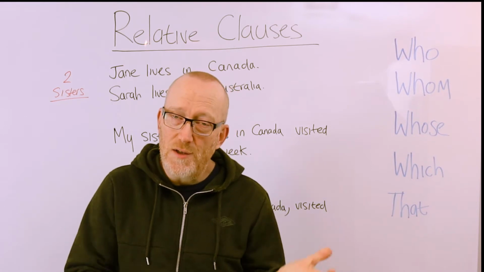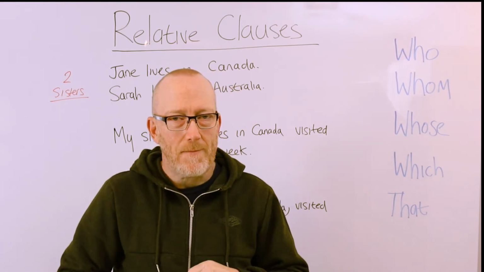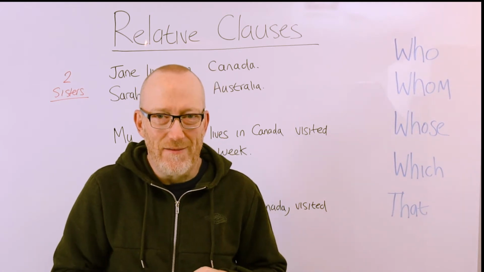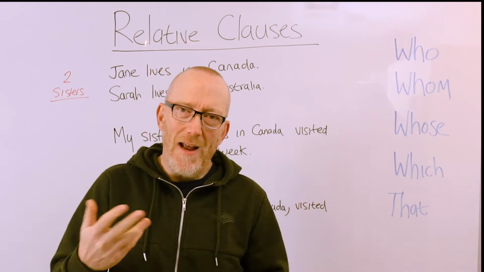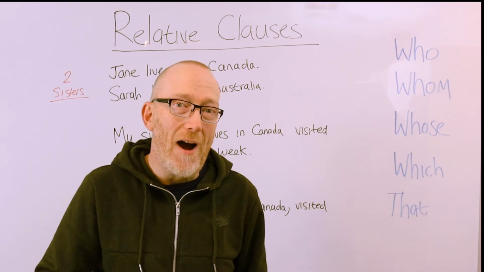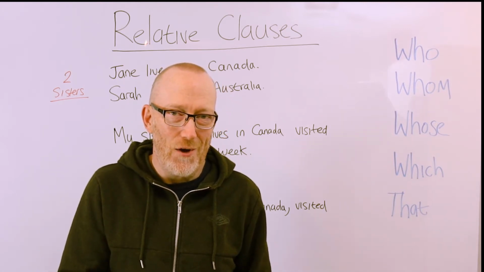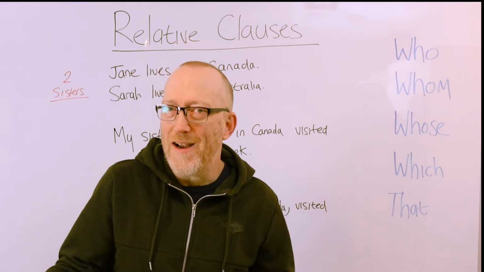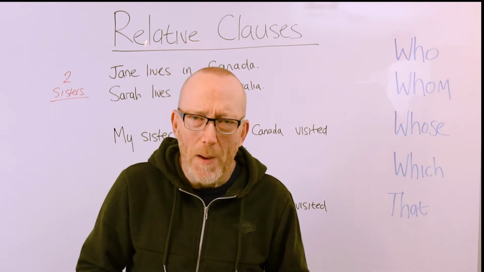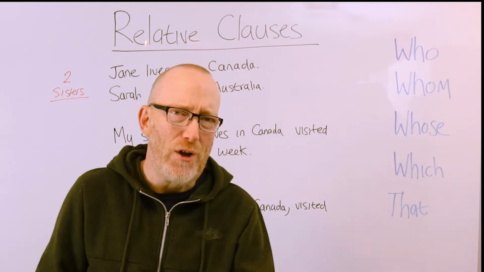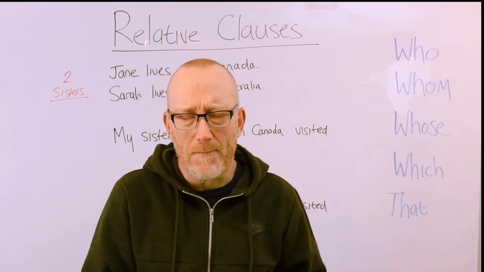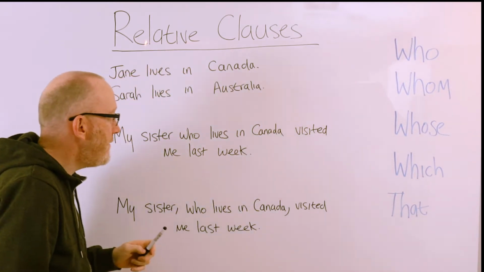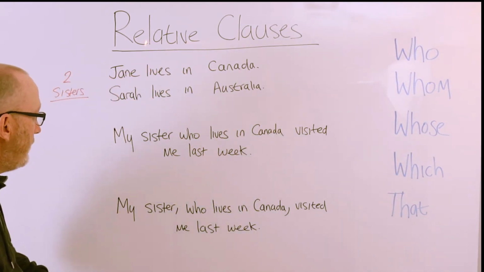Now, there are two types of relative clauses. There are determining and non-determining relative clauses. I like to call determining an identifying clause, and a non-determining is non-identifying. Yeah? But what does that actually mean and how do you use them? What is the difference? So, you'll see on the screen I have two sentences for you.